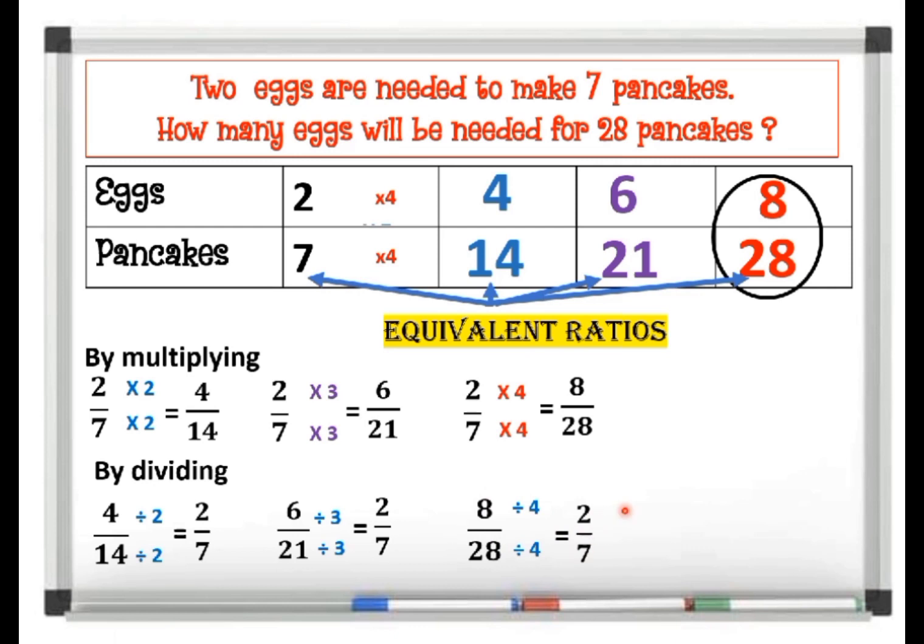So, we can say that 2 over 7 or 2 is to 7, 4 over 14 or 4 is to 14, 6 over 21 or 6 is to 21, and 8 over 28 are called equivalent ratios. At ang 4 over 14, 6 over 21, and 8 over 28 ay may pare-parehas na simplest form kapag ni-lowest term, which is 2 over 7.